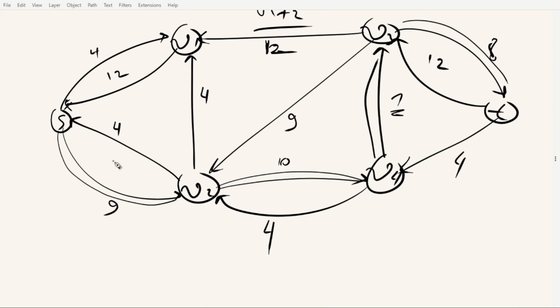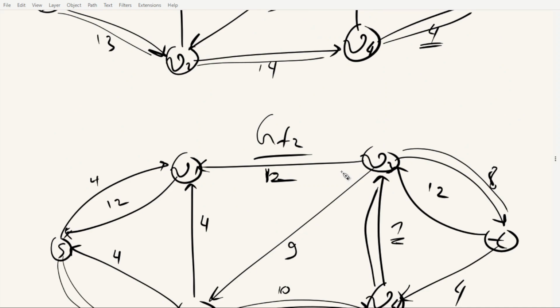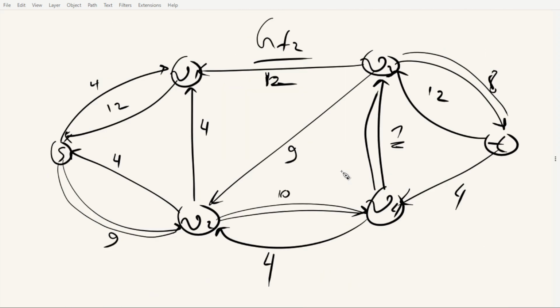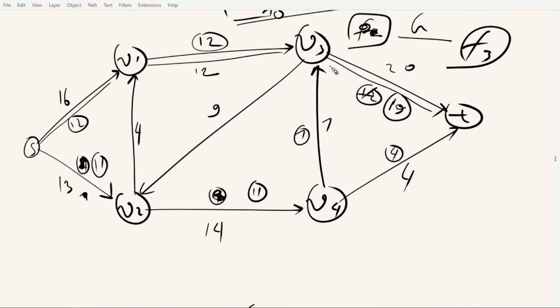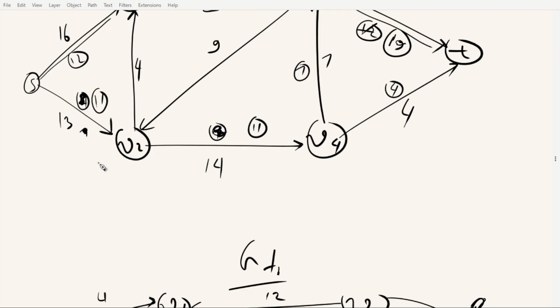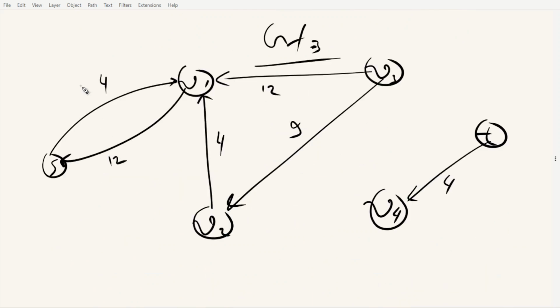So now we consider these values. We have to just see this original flow F3 along this path. So first S to V2 we consider. 13 minus 11 is 2. Forward is 2, backward is 11. Next we have V2 to V4.